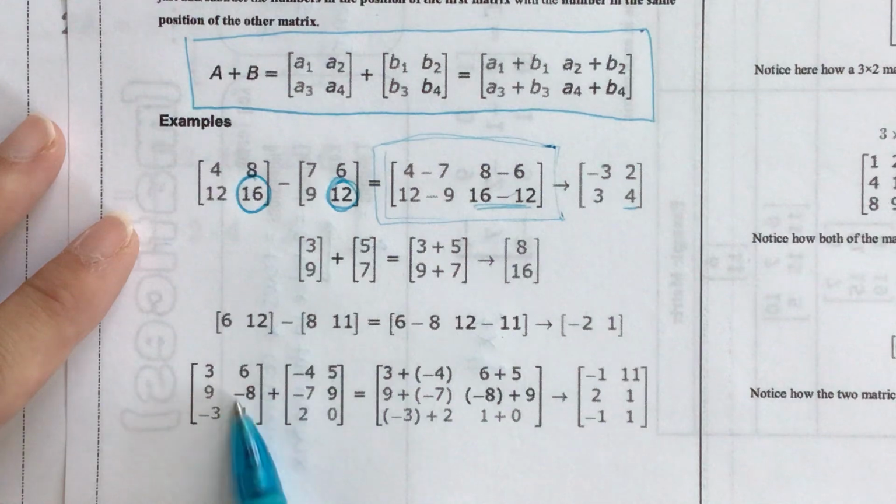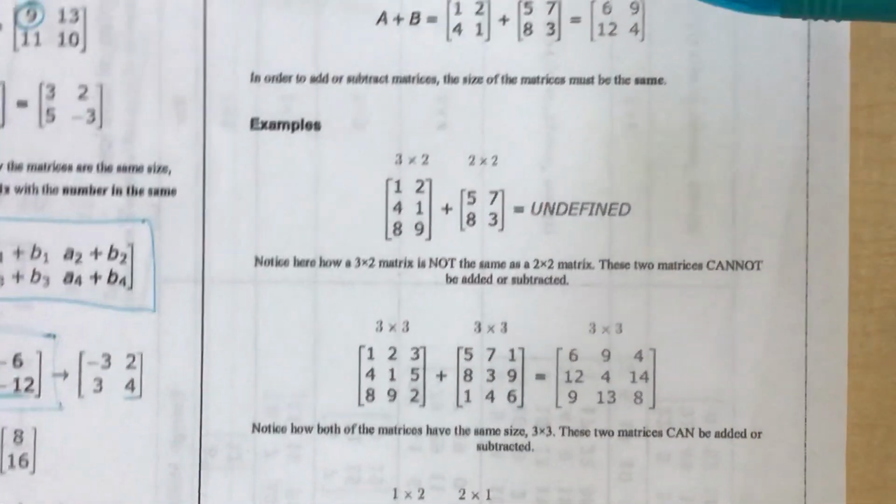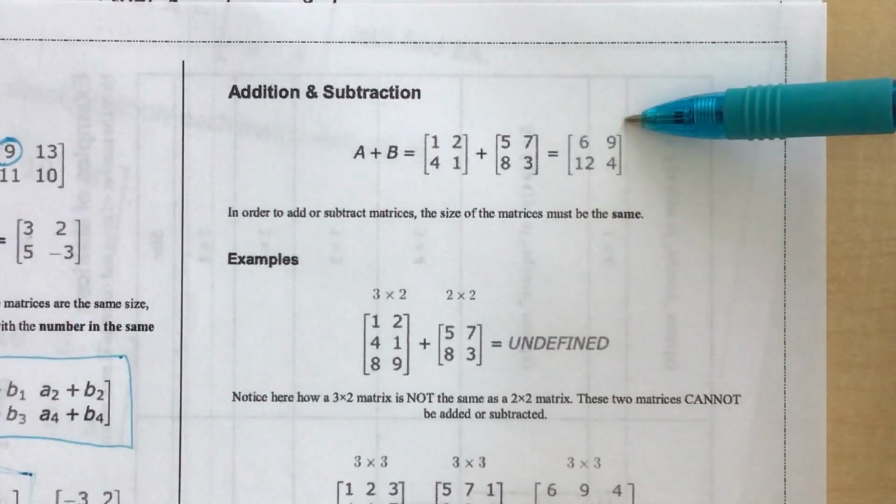You can see the bigger the matrix, the more numbers you're going to have to add or subtract. It's not difficult by any means. It's simple, just adding, subtracting work. Okay? All right, one more example for you right here. A plus B gives us this.